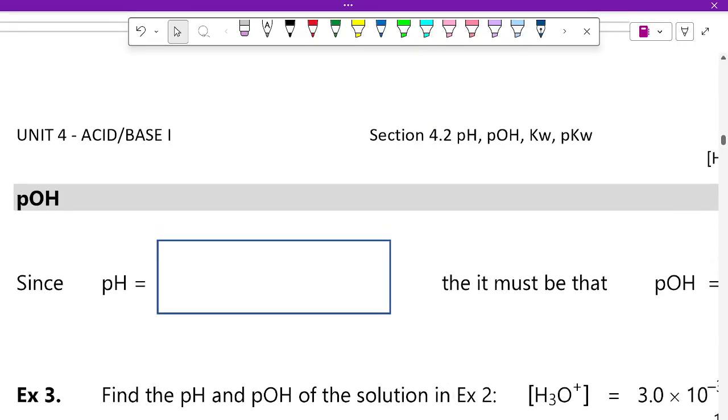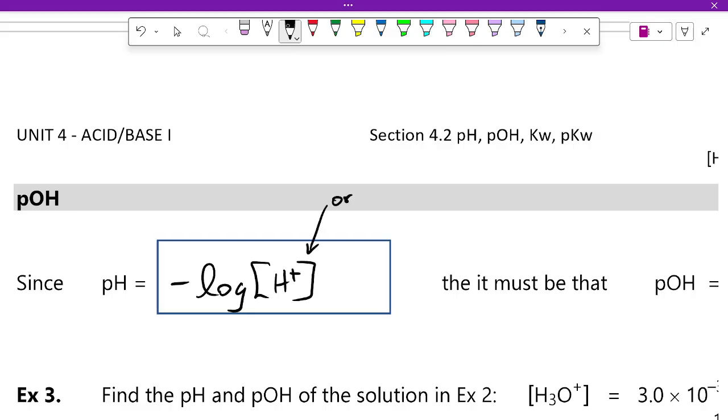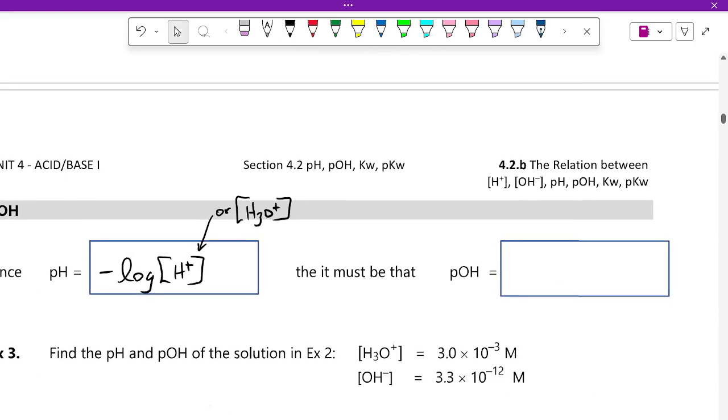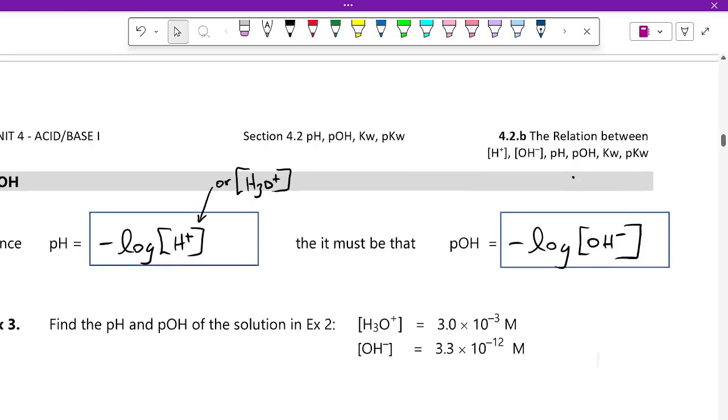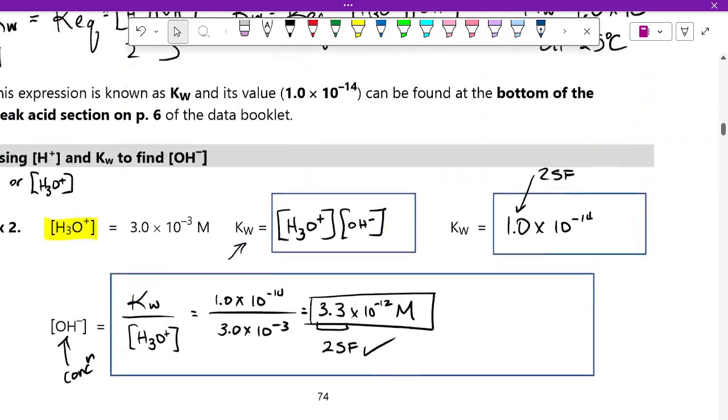Since pH equals negative what? pH equals negative log of H plus or H3O plus. Then it must be that pOH equals negative log of OH minus. So let us now find the pH and the pOH for that example we did back there.